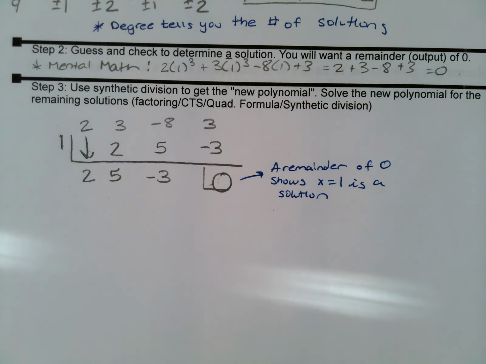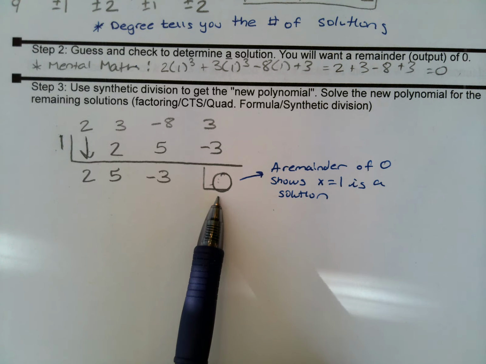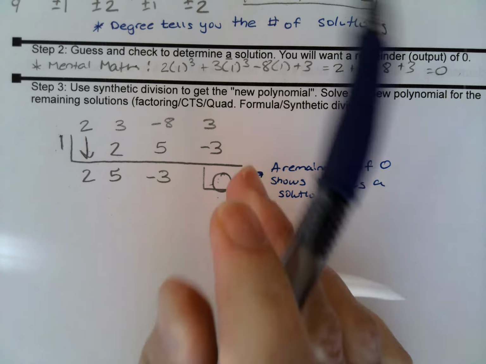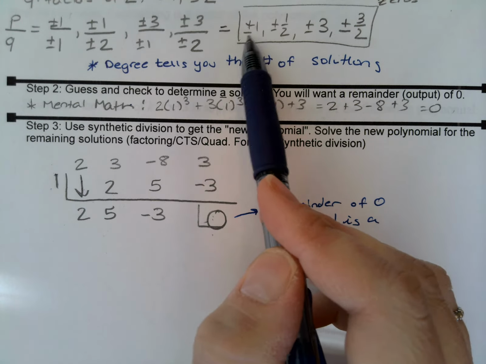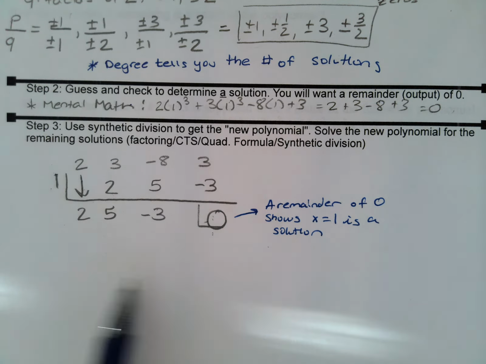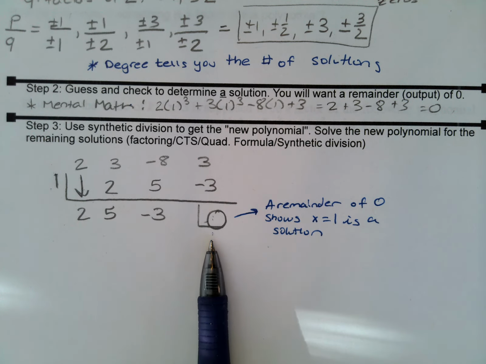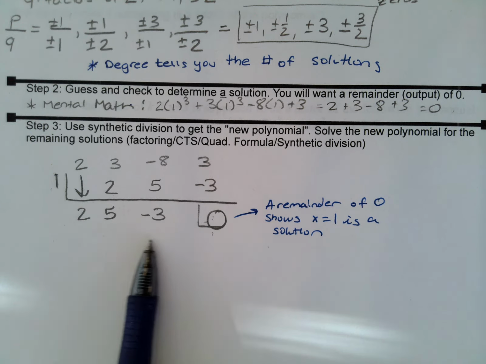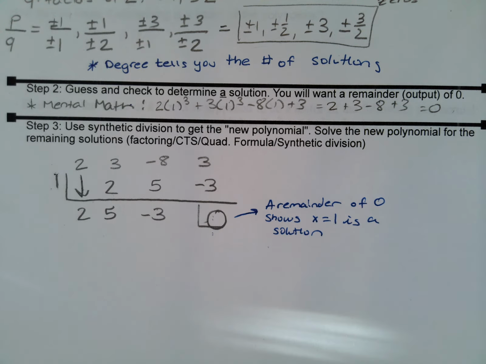Now, say you had gone through this. This is the guess and check part. Say you've gone through it and it didn't work. Well, go back to your list up here and say, all right, positive 1 didn't work, so let's try negative 1. Do negative 1, see if you get a remainder of 0. You go until you get this remainder of 0. Now that I have this remainder of 0, I have my new polynomial, and I now know that x equals 1 is a solution.